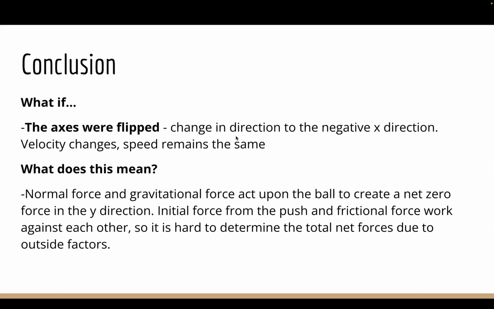So what this means in terms of the system as a total is that normal force and gravitational force are acting against each other right now, which creates a net zero force in the y direction. So there's no movement in the y direction here. But the initial force in the x direction from the push, as well as the frictional force that we neglected, work against each other. So it is really hard to determine the total net force due to the outside factors, as I said, friction and air resistance.